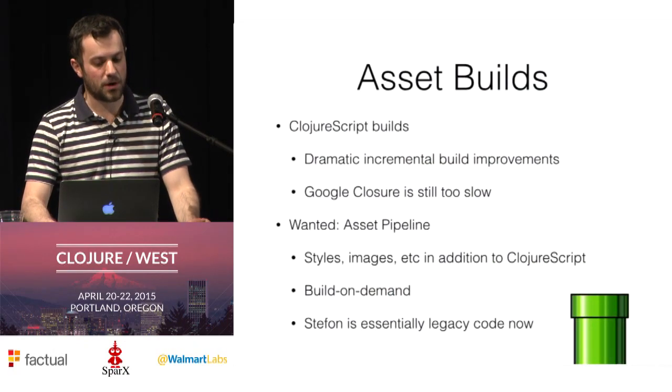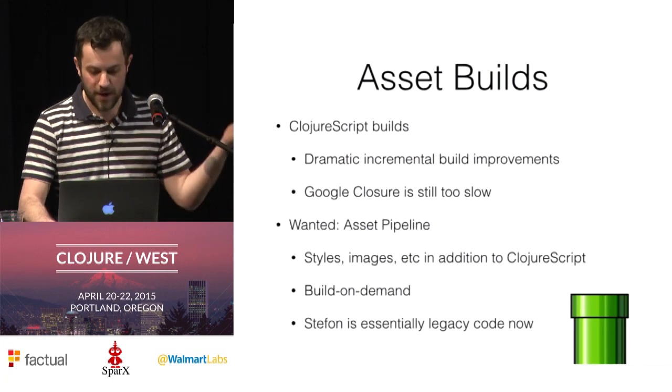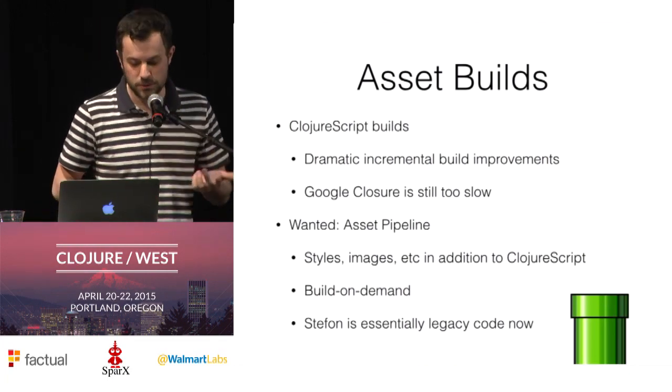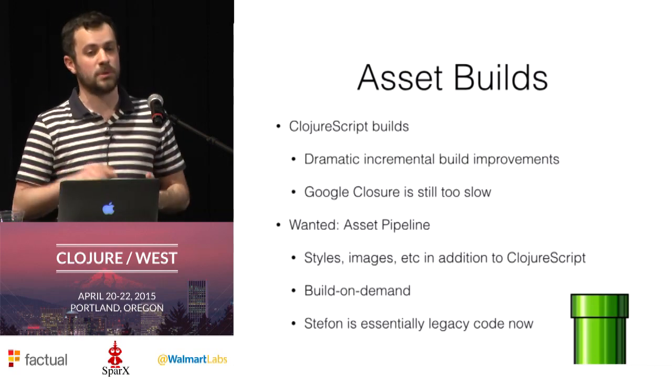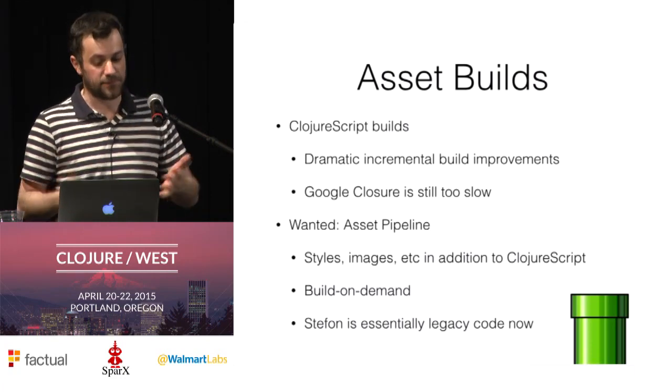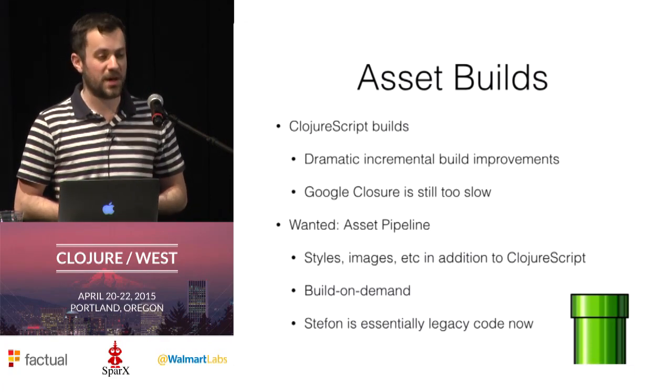But asset builds are an issue. Like I said, incremental builds in ClojureScript are faster, the Google Closure compiler is still a little too slow, but we really want a better asset pipeline. We don't just build ClojureScript, we also build style sheets, and we build images, and we build all sorts of different things, and SVG, and we don't have a really good story here.